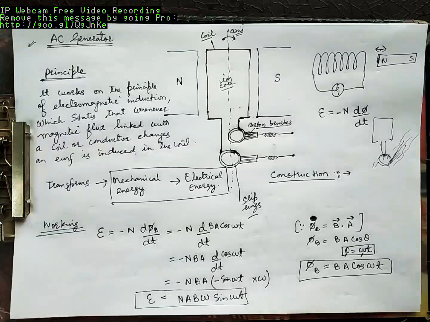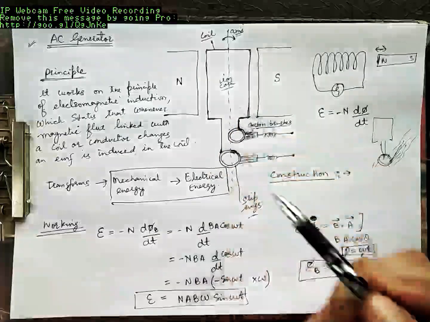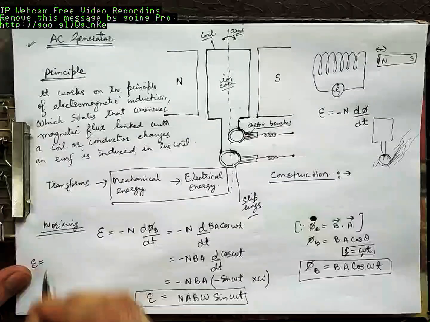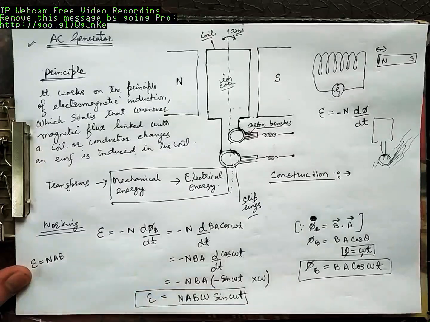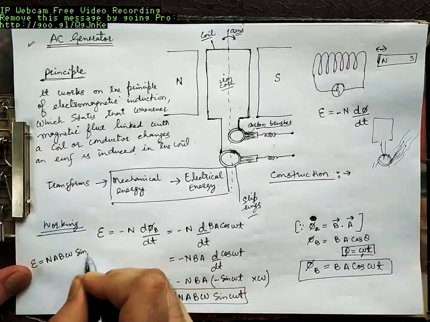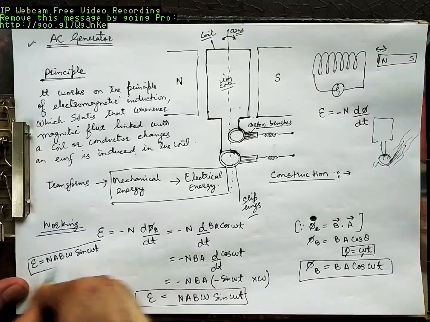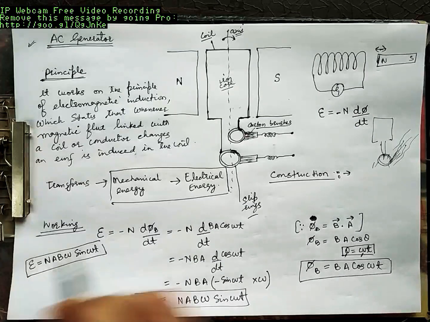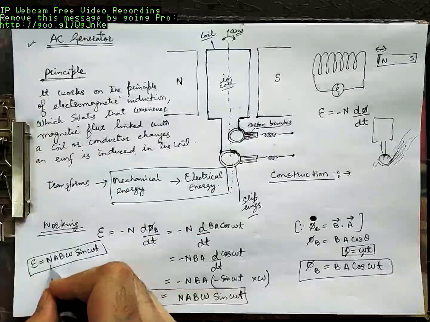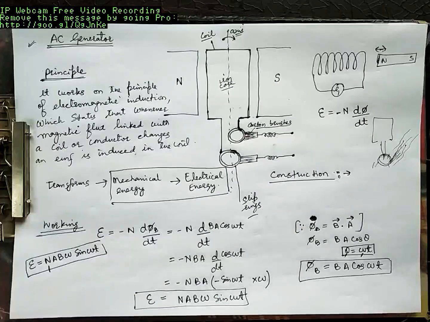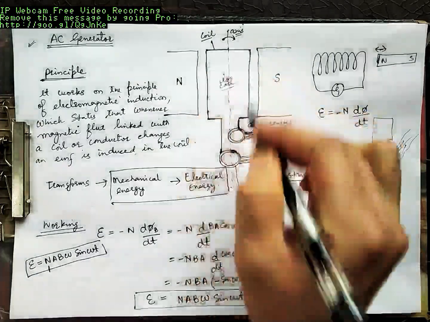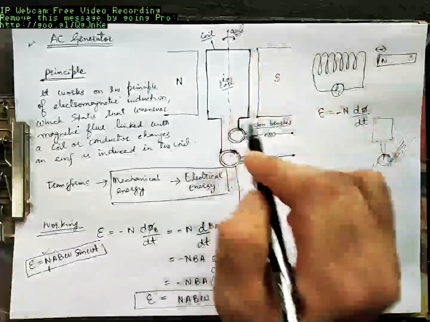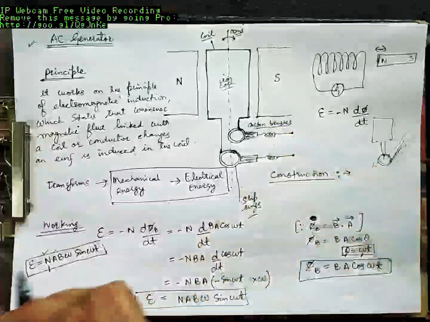Thus the EMF induced in this coil, or in this simple generator, is E equal to N A B omega sine of omega t. That is, this induced EMF is a function of the number of turns. This can be easily understood: the more the number of turns, the more will be the induced EMF. Second is area. The more the area, the more the flux, the more the change in flux. So the EMF is proportional to area.